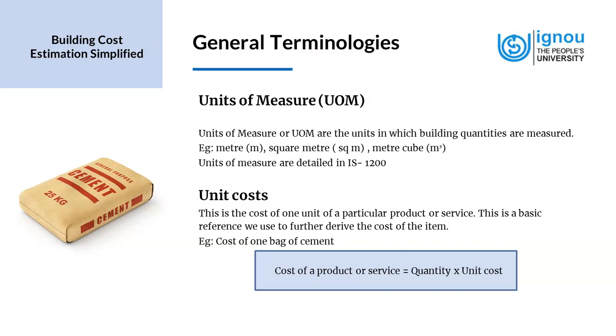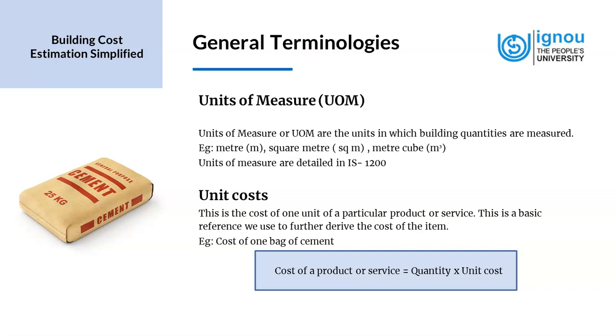Now let's look at the unit cost. This is the cost of one unit of a particular product or service. We refer to both product or service, which means that it is not just about the building material. We will also be considering the cost of employing a laborer on site or using machinery on site. Even this comes under the unit cost. We can find per unit cost of these items and services, and that can be used to find out the total cost of that particular item or service.